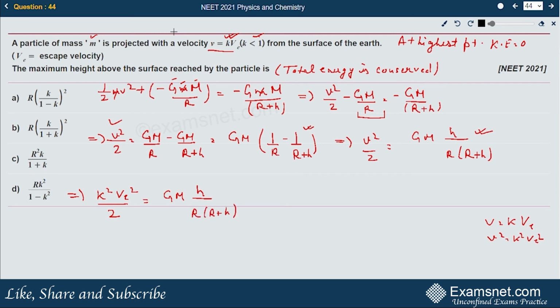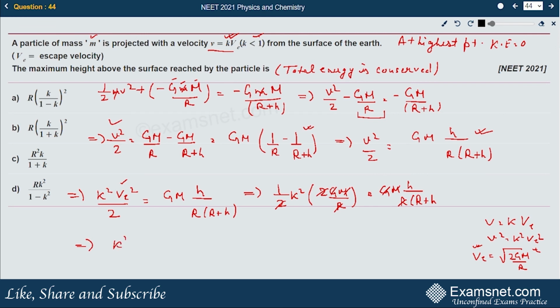Also, we know the formula of escape velocity. What is the formula for escape velocity? It is equal to root under 2GM by r. So what will be the square of escape velocity? The square of this, that means 2GM by r, the root will be removed. So let's put this value. Here we'll get half k square, and in place of escape velocity square, we write 2GM by r, and this side we have GM into h by r plus h, right? So GM is on both sides, cancelled, half cancelled with this 2, r is also cancelled on both sides. So what is left now? Here we are left with k square on the left side and h divided by r plus h on the right hand side.